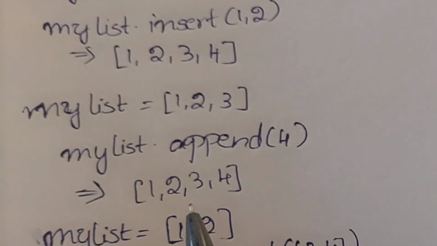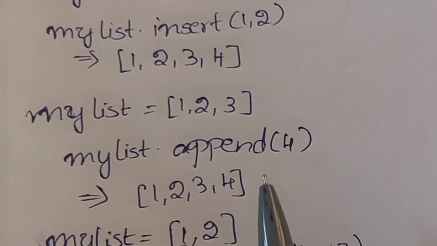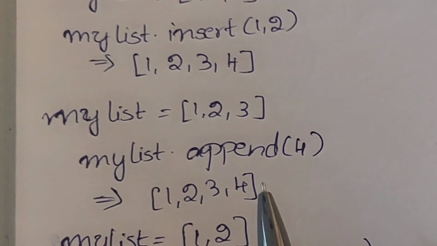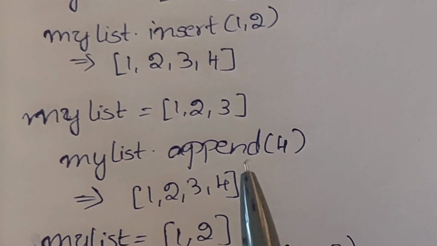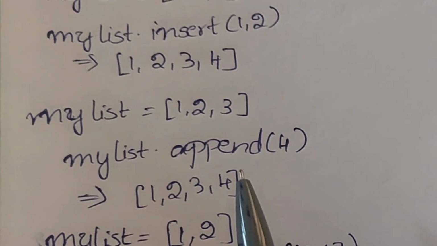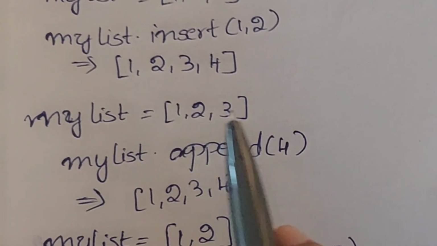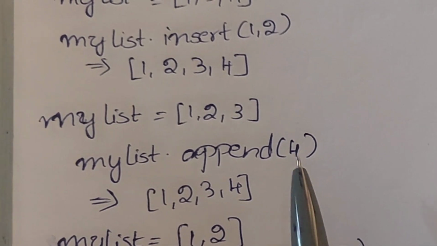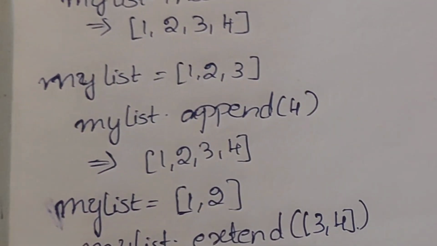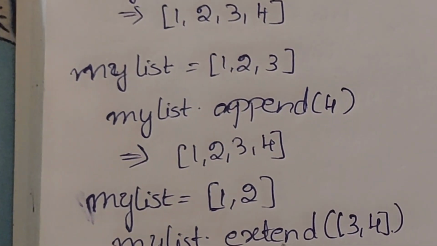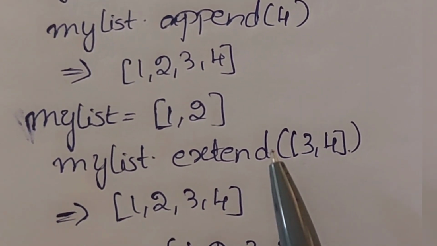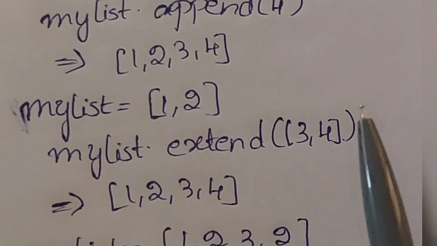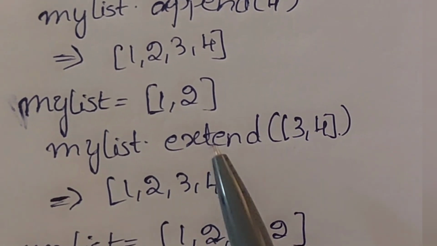And the second method which we are going to learn is append. So this append is used to add a value at the end of the list. So in this list 1, 2, 3, we are going to add a value called 4. And the next method which we are going to learn is extend. So this extend is helpful for adding more than one value within a list.